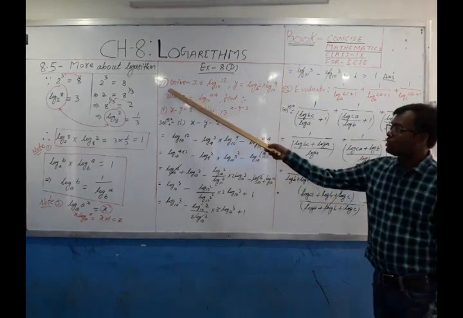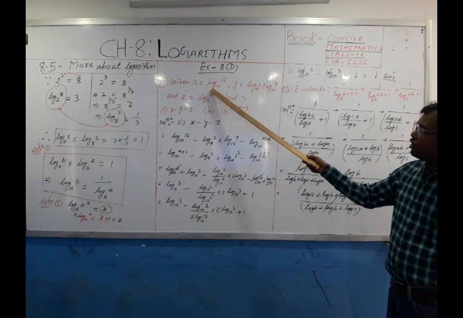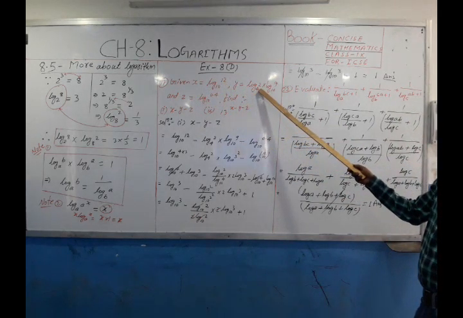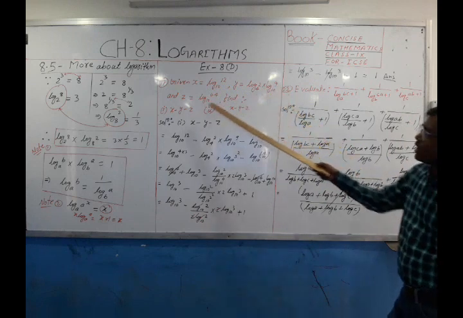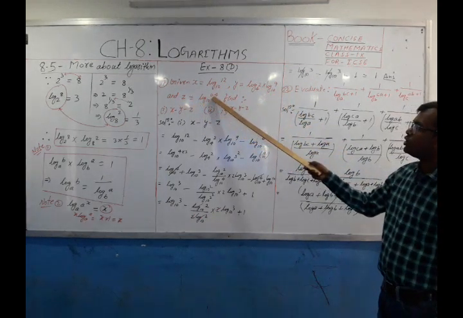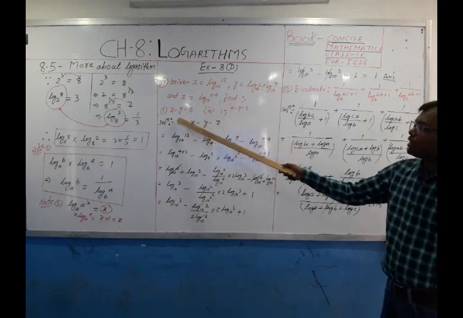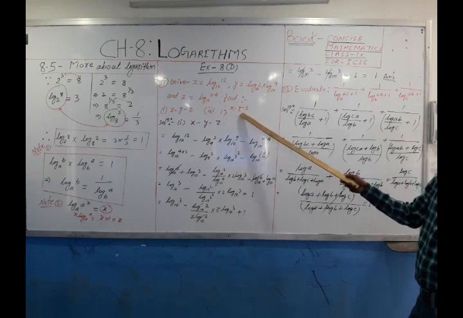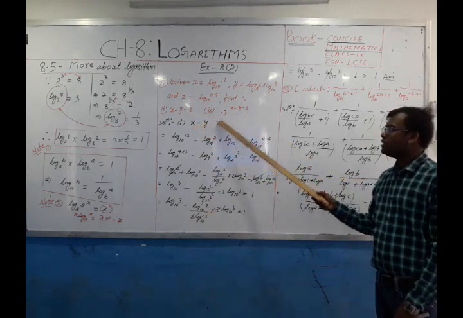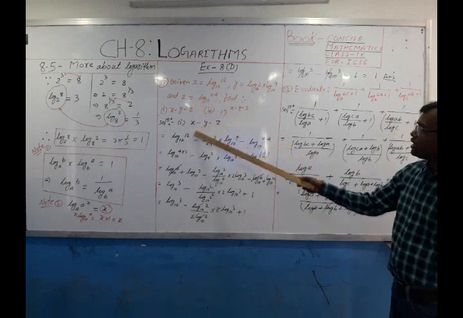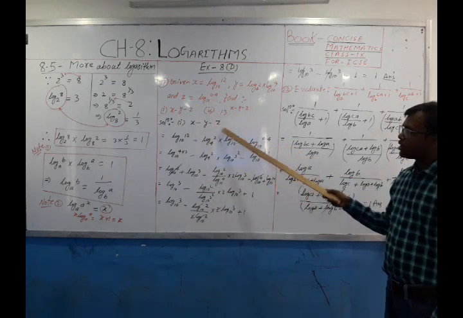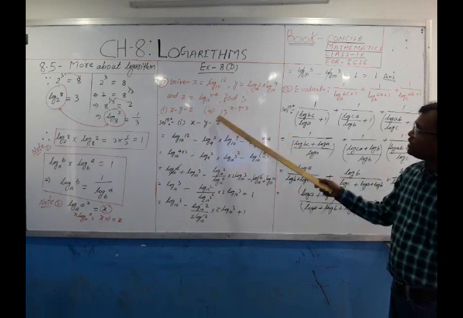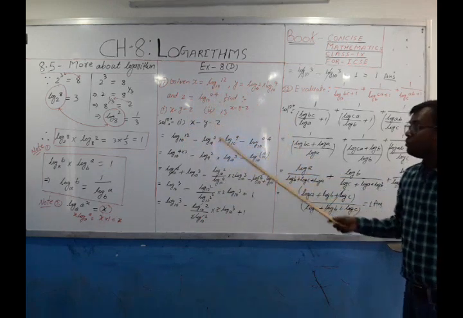Now see here, question number 17. Given x is equal to log base 10 to the power 12, y equal to log base 4 into log base 10 to the power 9, and z equal to log base 10 to the power 0.4. Find x minus y minus z, and number 2, 13 to the power x minus y minus z. First, to find x, y and z, just replace x, y, z in these expressions. In place of x it is given, y is also given, and z is also given.